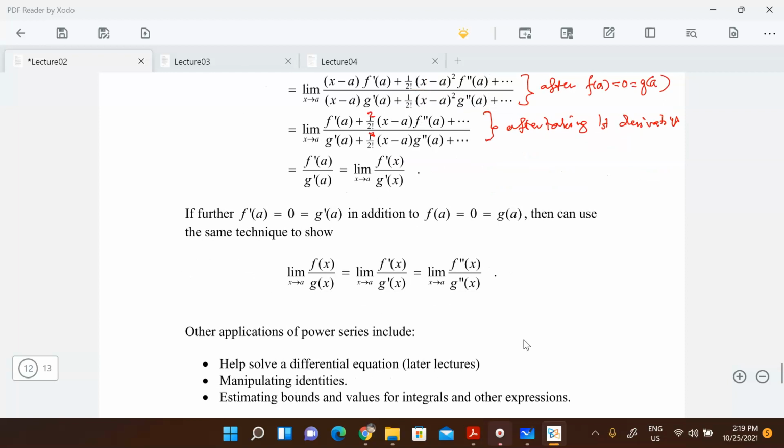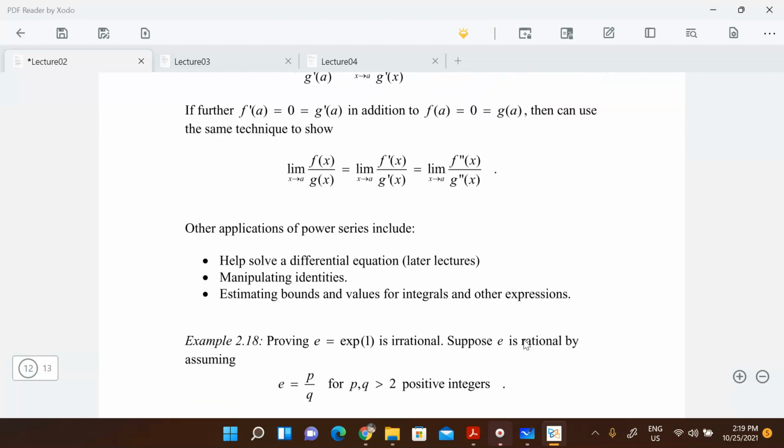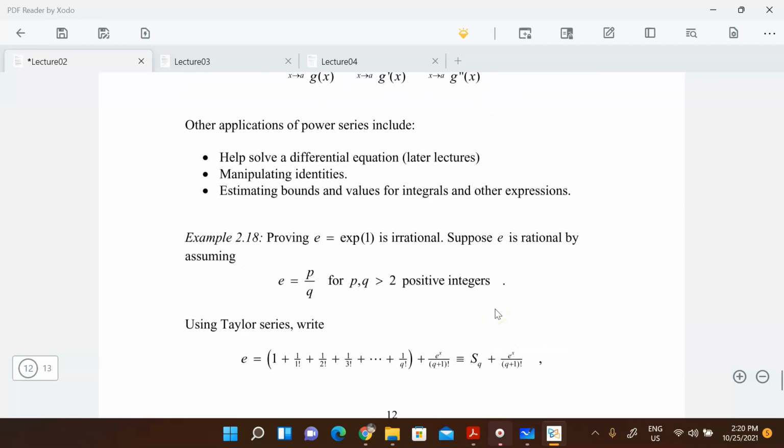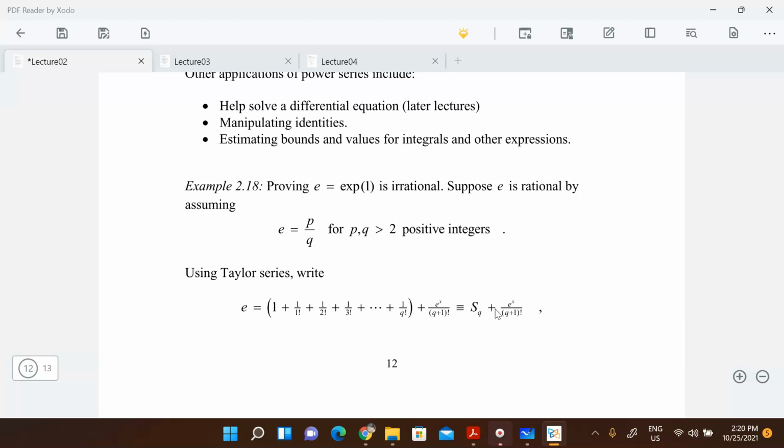Now there are other things. One of the things that we're going to cover in this particular course, right at the end of the course, hopefully we'll get there, is to solve differential equations. Sometimes you have differential equations related to some power series, and that's where you need to be able to understand power series quite a lot. The other applications of power series are to look at identities, and to estimate bounds and values for integrals and other expressions. Here's a neat example, which I'm not sure where I got this from, but I don't think it's from Boas. Here is an example where you prove that the number e, which is exponential 1, is really an irrational number.